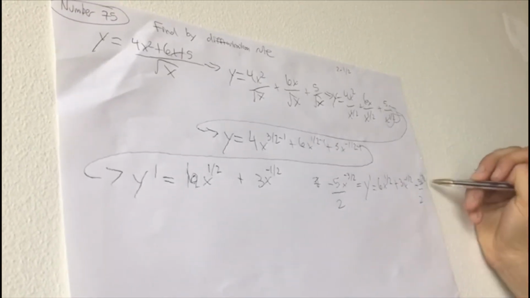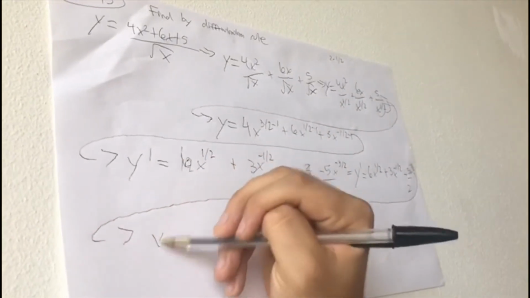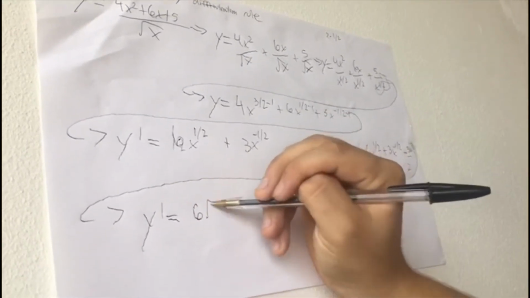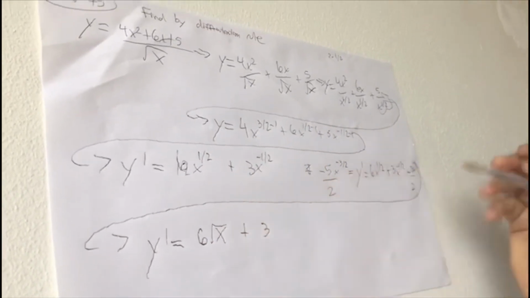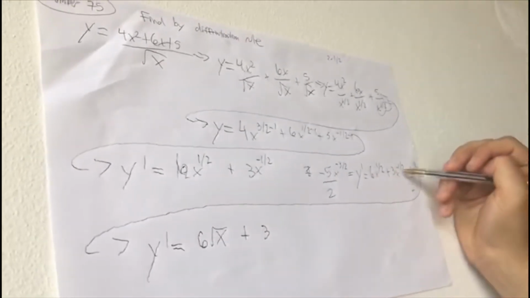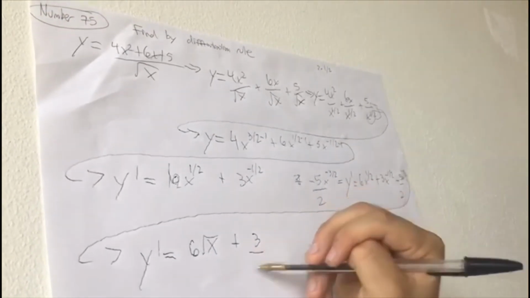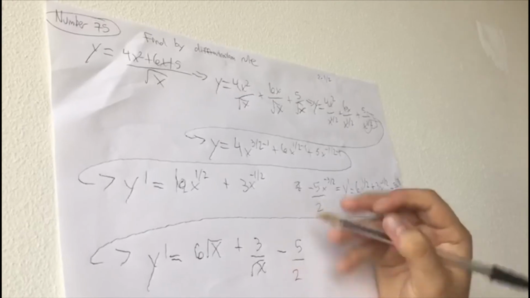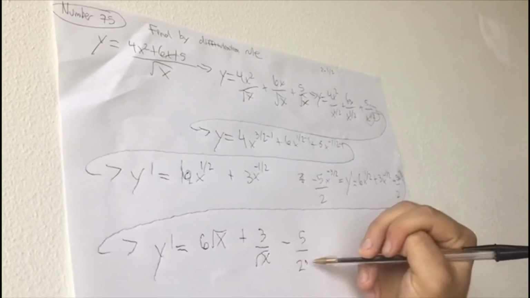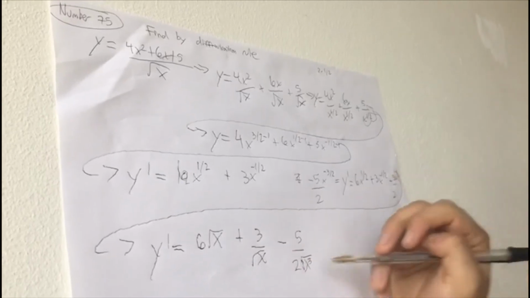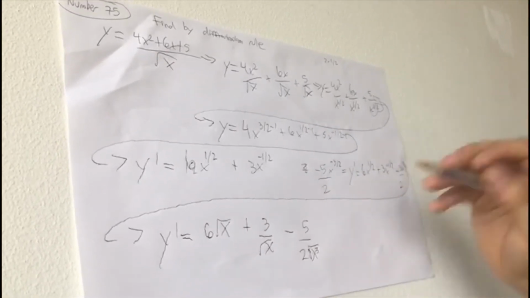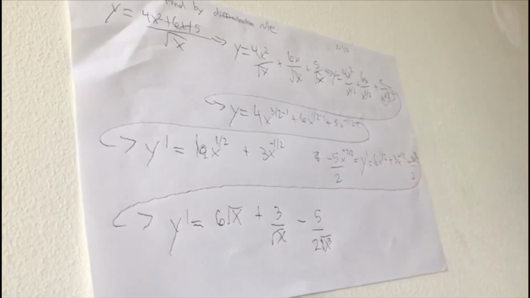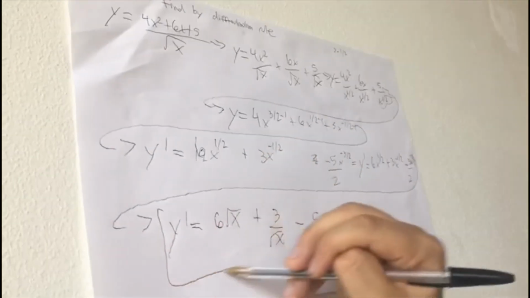For the final answer you need to turn them into square roots. So the final answer will be y prime equals 6 root of x plus 3, and as this is negative you pass it to the denominator and make it a square root, so it's over root of x, minus 5 over 2 x root of x cubed. That will be your final answer, because you pass the negative 3 over 2 exponent to the denominator so that it becomes positive. So this is your final answer.